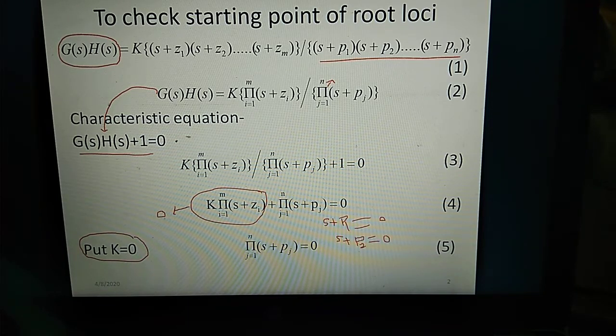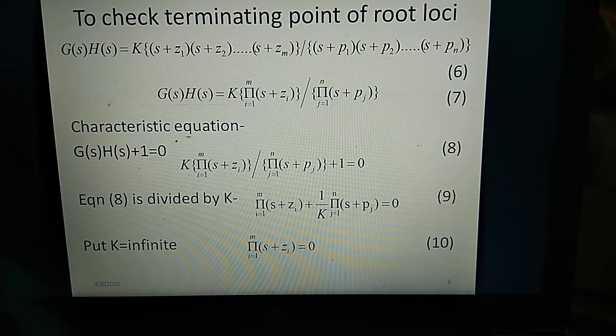It means if we plot the root locus with k starting from 0, at the start there will be poles, because if we put k equal to 0, we get the poles, right? So remember this thing, that the root locus always starts from its open loop poles.